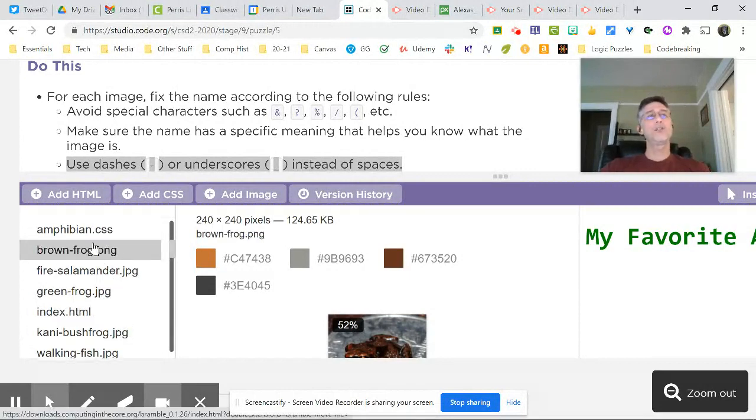So now all our files: brown frog, fire salamander, green frog, Connie bush frog, and walking fish. Done. They don't break any of the rules, and they're all descriptive. They're all short. Good job, boys and girls. You can name them anything you like, but I'm just showing you an example. Let's move on to the next lesson.